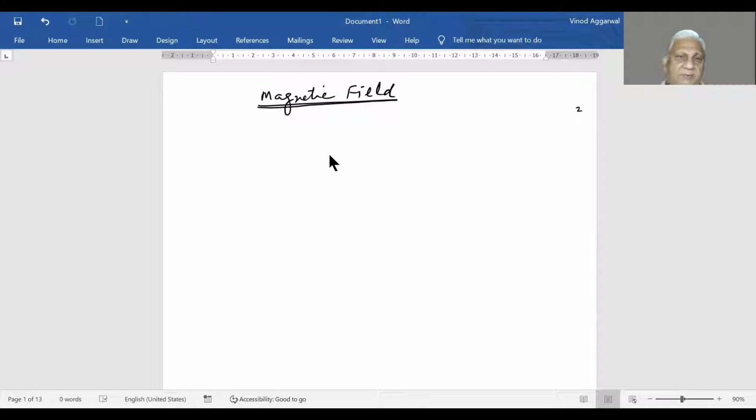Now what happens if you take a charge and let's say this is a magnetic field. If it moves with a velocity v, this charge will experience some force. And what is this force equal to? This force is equal to Q V cross B.